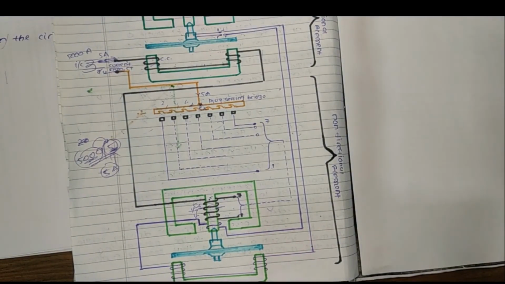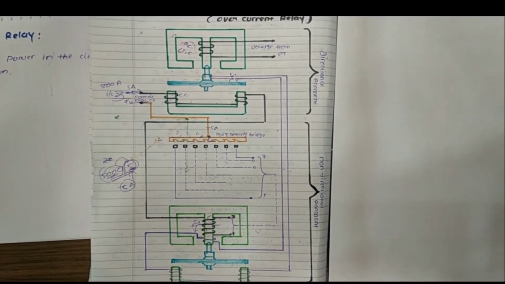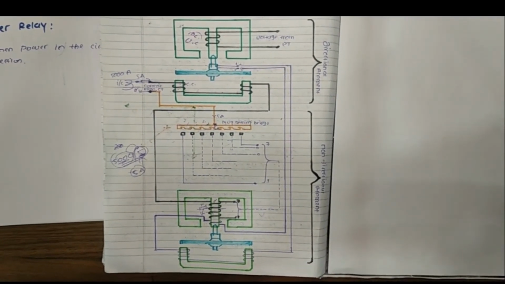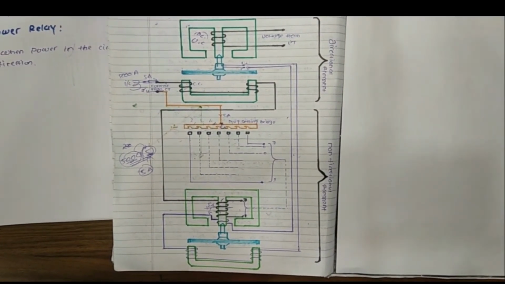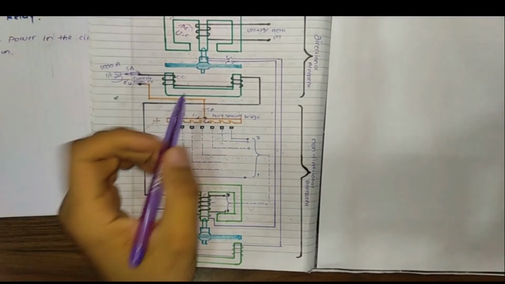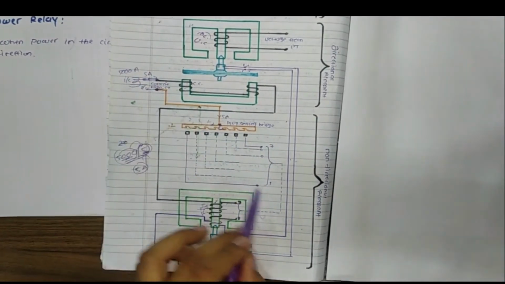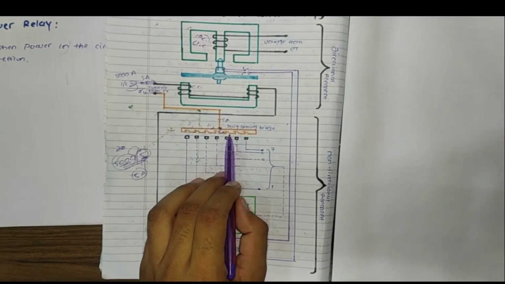Let me just have a look. Okay, as you can observe here now, the full diagram of your overcurrent induction relay. This is the upper portion and this is the lower portion. This is the directional element and this is the non-directional element. This is the plug setting bridge.